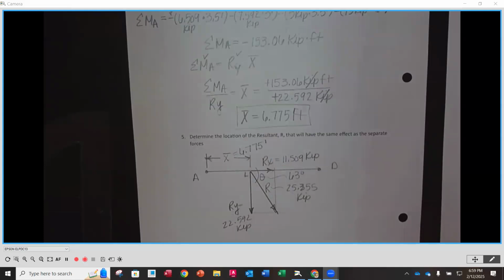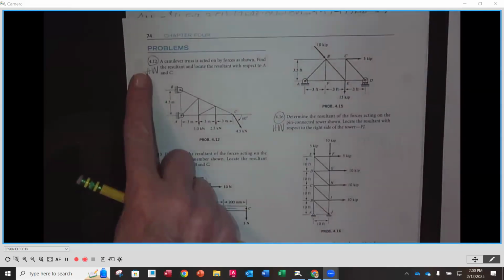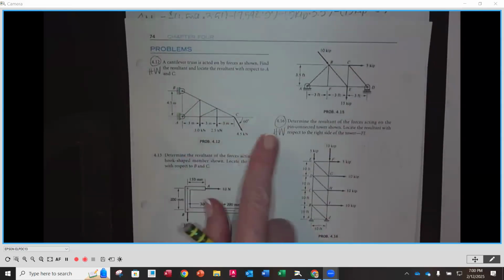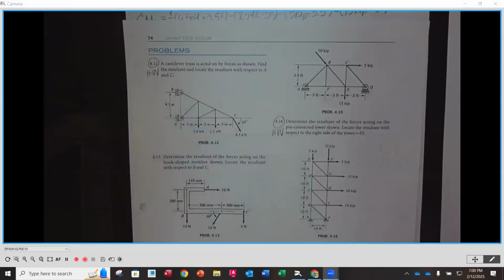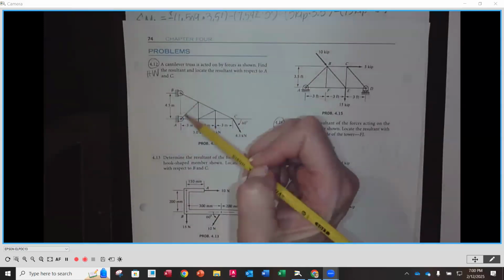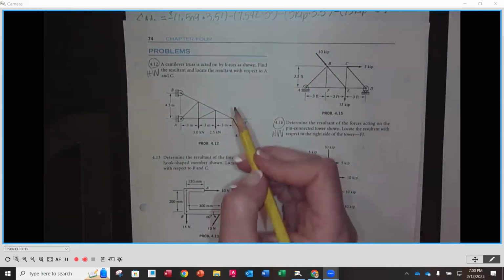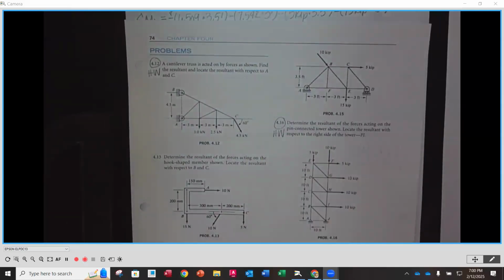Okay. So now this leads us into the ability to do the homework that's assigned. So the next problems that you have assigned are going to be 412 and 416. So the first one here, we have a cantilever truss. That just means that it's supported on one end and then it's free out on the other end, kind of like a diving board. It's acted on by the forces as shown. Find the resultant and locate the resultant with respect to AC.